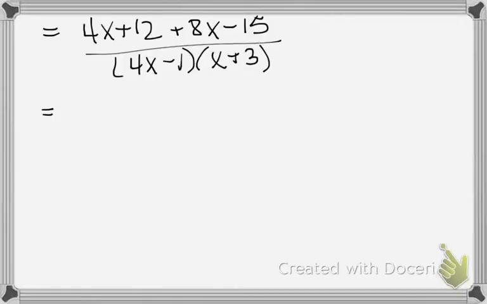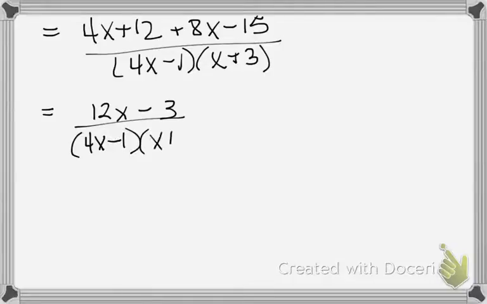Okay, we are going to simplify, so I'm going to gather like terms, 4x and 8x, and 12 and negative 15. 4x and 8x makes 12x, and 12 minus 15 gives us negative 3. Okay, our next step was to check the top and see if we can factor or common factor. Looking at this top right here, we want to ask ourselves, can we factor this? Can we common factor this?